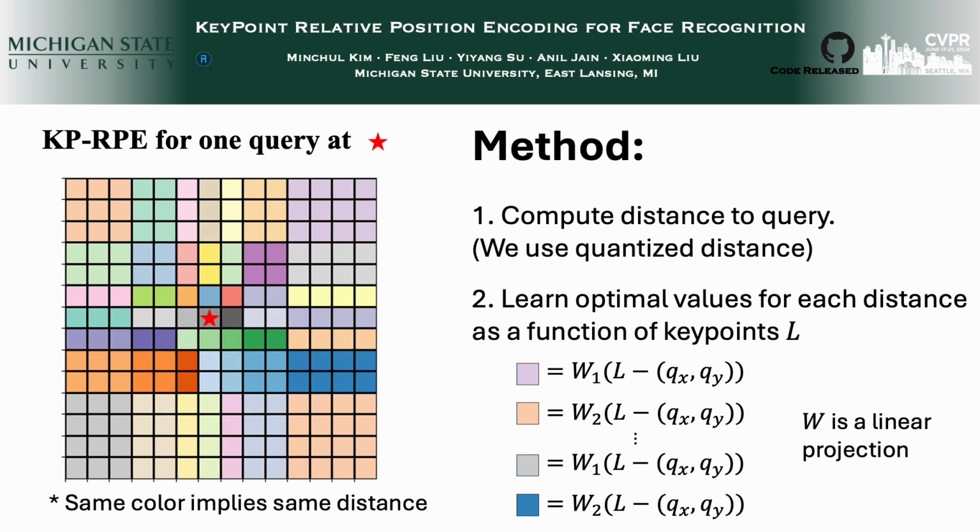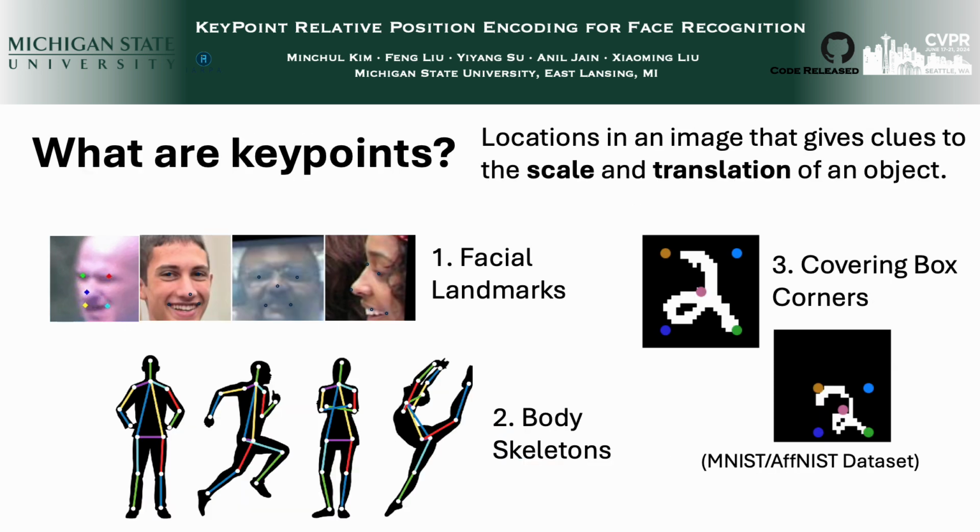Then, for each query key pair, the actual value depends on both the distance between the query and key and the location of the key points. We define key points as a set of points that provide clues about the scale and translation of an object. For example, face datasets can use facial landmarks as key points. For gait recognition, body skeleton points can be key points. For the MNIST dataset, we can convert the maximum cover box into 4 corner points and use those as key points.